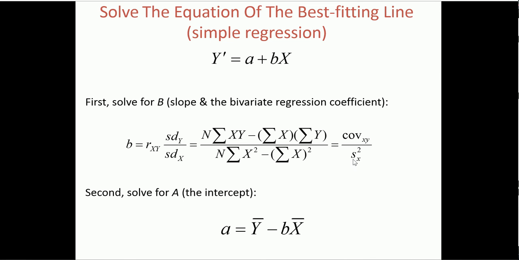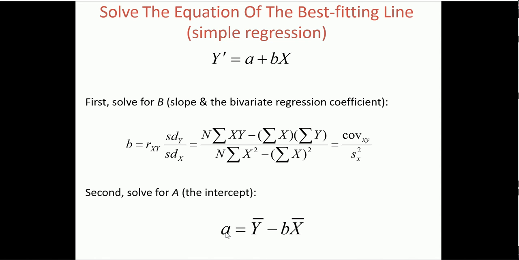The covariance over the variance of the x variable. So the covariance of x and y over the variance of the x variable. Then once you have, for a simple regression, the regression coefficient for your predictor variable, then to solve for the y-intercept, or a, is a pretty straightforward matter.